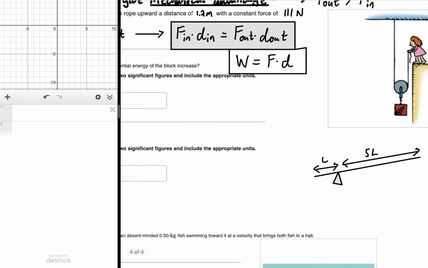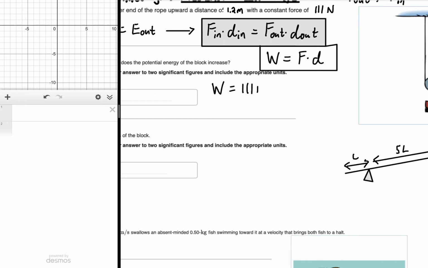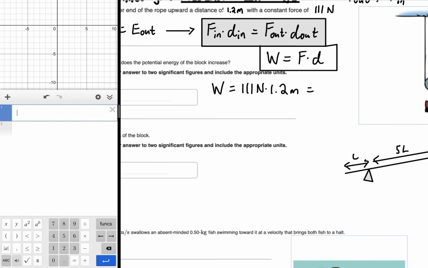So let me show what I mean by actually plugging in some values here. The work done by the girl is just going to be her steady force of 111 newtons multiplied by the total length of rope that she pulls through her hands of 1.2 meters. All right, so that's going to be 111 times 1.2. Okay, so that is 133.2. What are the units on that?